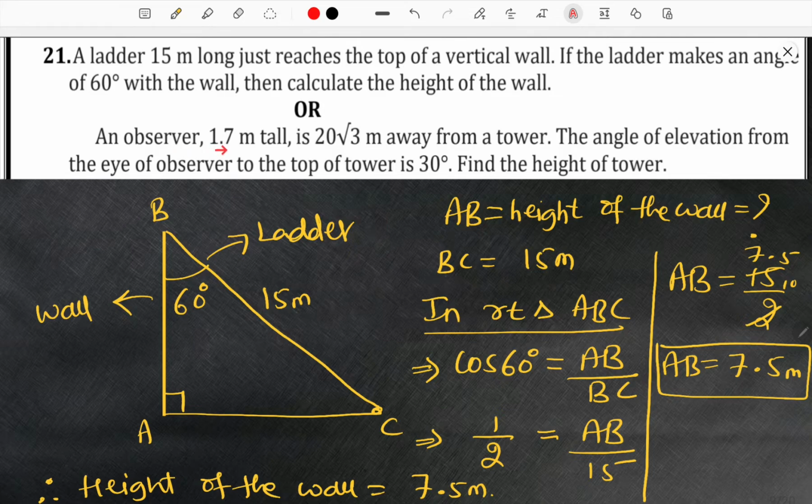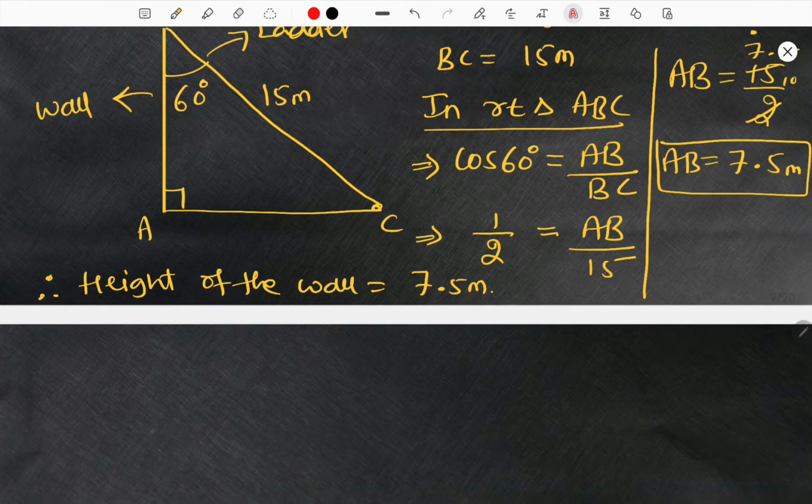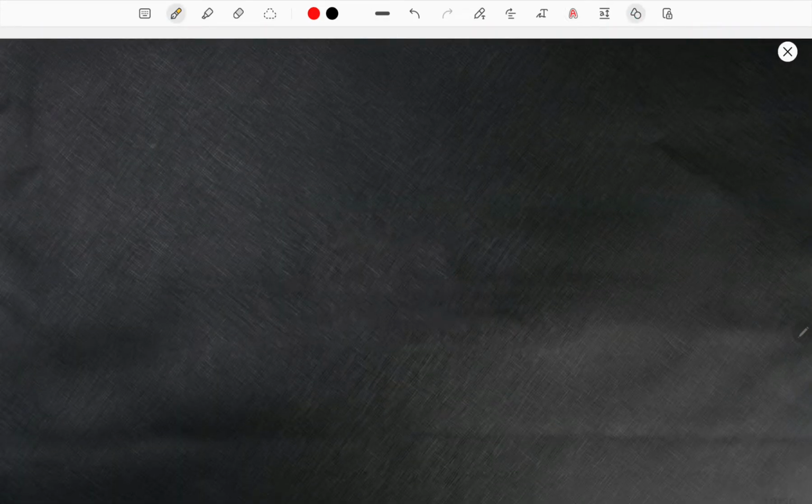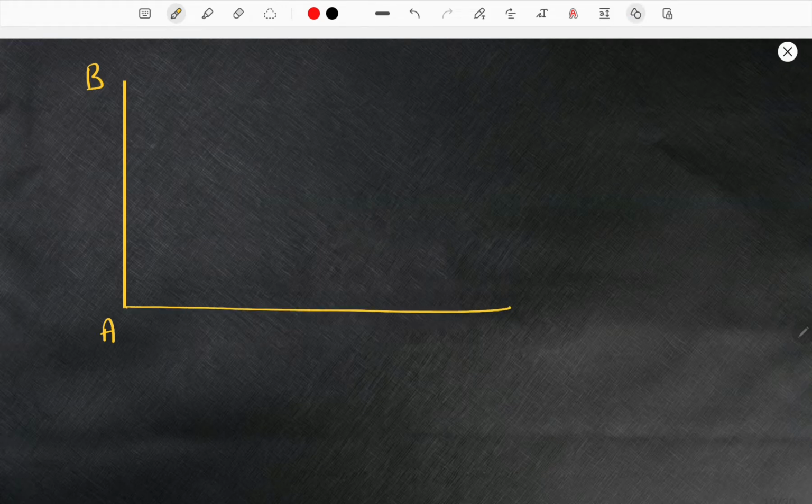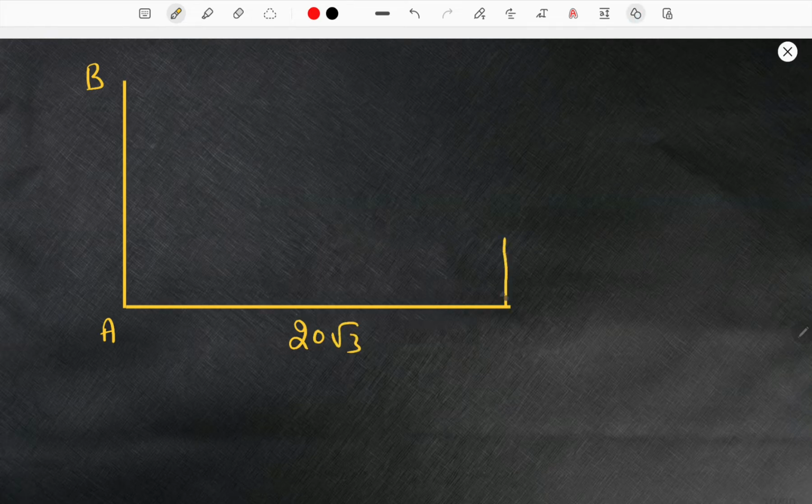An observer 1.7 meter tall, his height is 1.7 meter, is 20 root 3 meter away from a tower. There is a tower, from that he is 20 root 3 meter away. Let us represent this situation. So here is the tower, for example. Let me name this tower as AB. And that person is 20 root 3 meter away from this, and this person is having some height here. Let us name this as CD. So this CD has to be 1.7 meter. I hope I have represented everything.